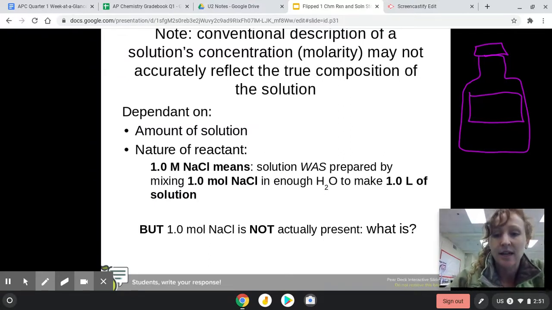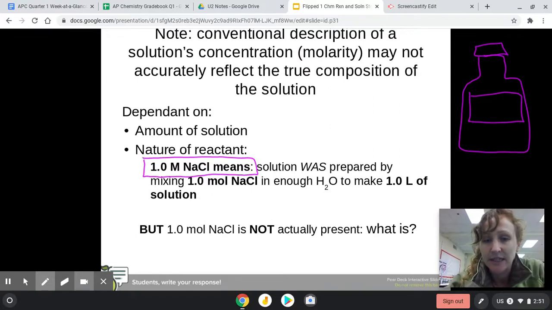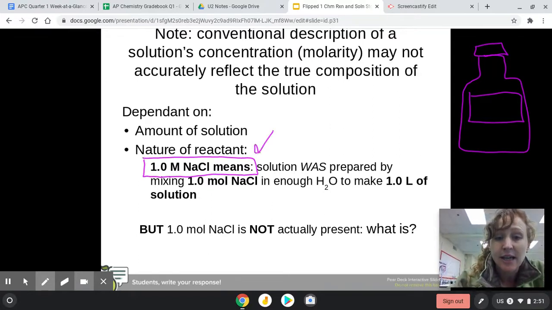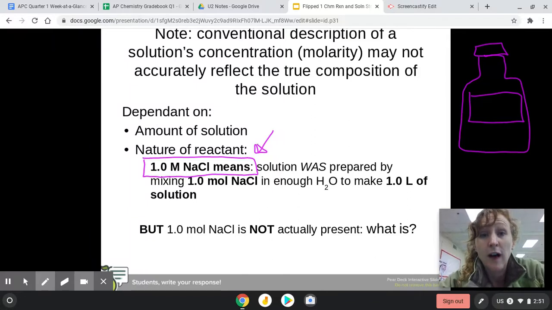So let's say I have a bottle labeled as 1.0 molar NaCl. Okay, now, does this tell me how much volume is in my bottle? No, it does not. It tells me the ratio between solute and the volume of solution, but it does not tell me how much solution is in my bottle.